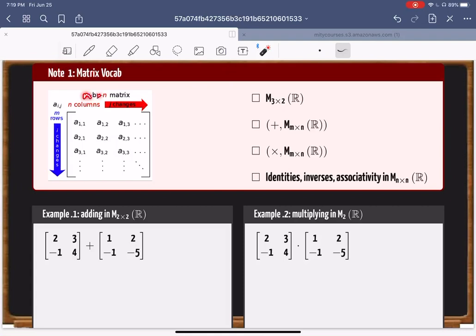This is an m by n matrix. Of course, the n is the number of columns. That's the second number. The m is the number of rows. The entries here, they all get named.